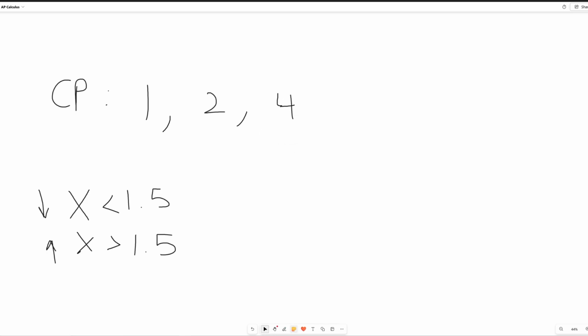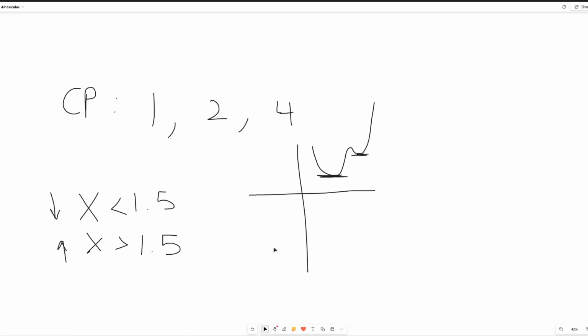Now, for 2 and 4, we're saying it's concave up. So, at 2, it will look like this. And at 4, it will look like this. So this is a relative minimum. This is a relative minimum because it's concave up and a critical point. So that is important to note.